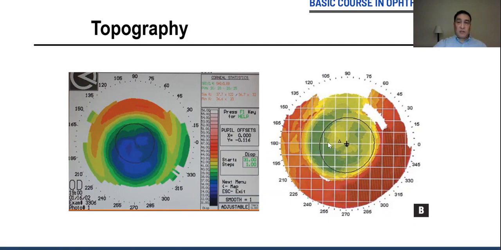In some images or some maps, you'll also see squares, and each square denotes 1 millimeter. So here you can also measure the total cornea. I can measure 1, 2, 3, 4, 5, 6, 7, 8, 9, 10, 11. So this is an 11 millimeter cornea, more or less, if you can count those lines. So it tells you more or less the orientation and the size of the cornea.